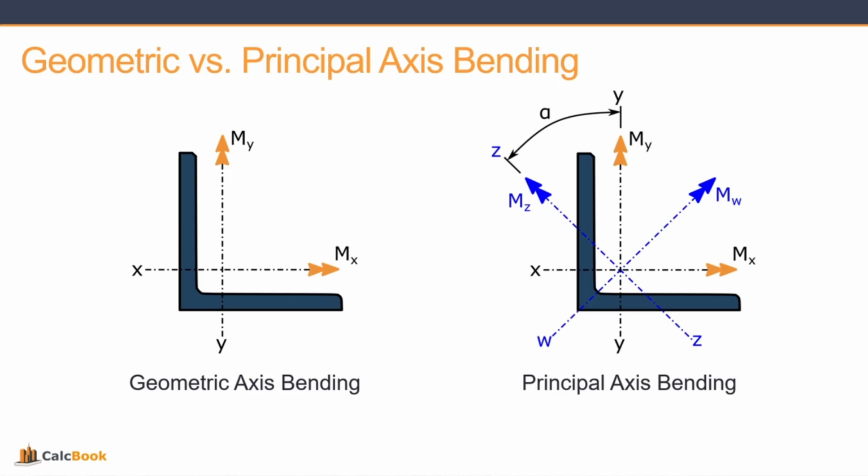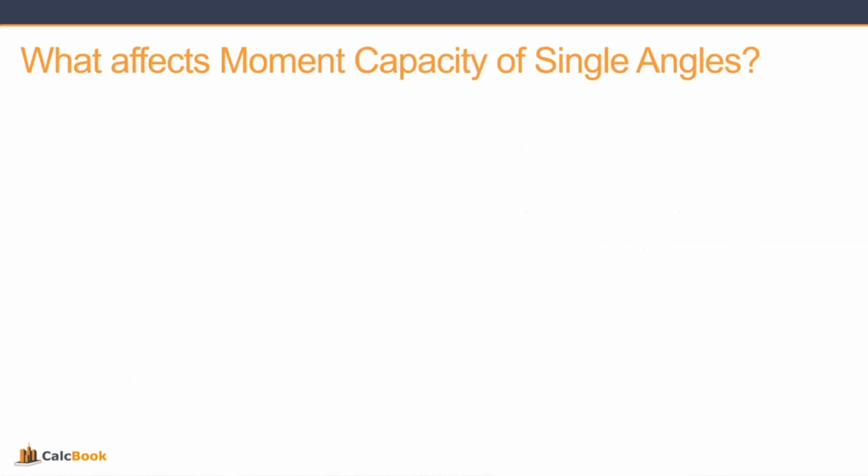On the other hand, we have principal axis bending. When you have an unbraced angle where the compression flange is not braced, the angle actually rotates during flexure, and you have to evaluate the angle about each of its principal axes, so MZ and MW.